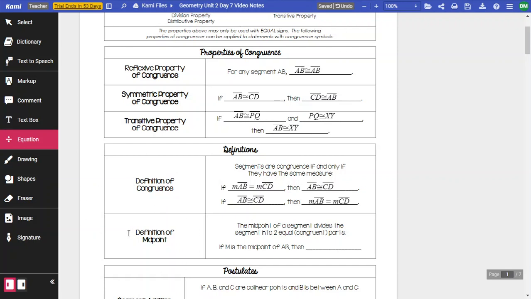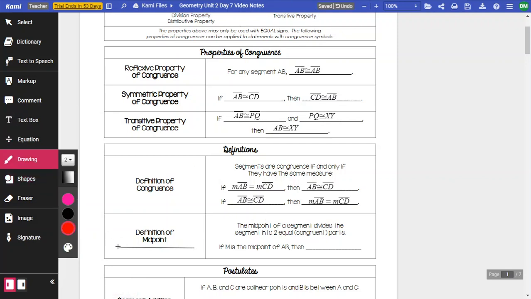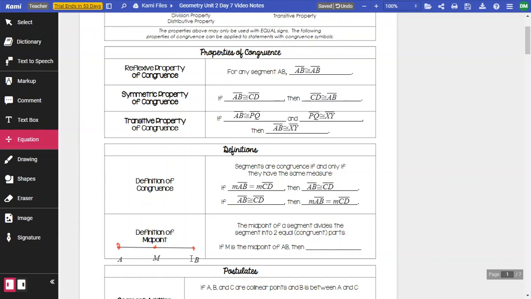We've also got the definition of a midpoint. So if M is the midpoint of AB, so let's just go ahead and let's use that color instead. There we go. So let's say we've got point A, point M, and point B here. A, M, B. All right, so this is what our diagram looks like.